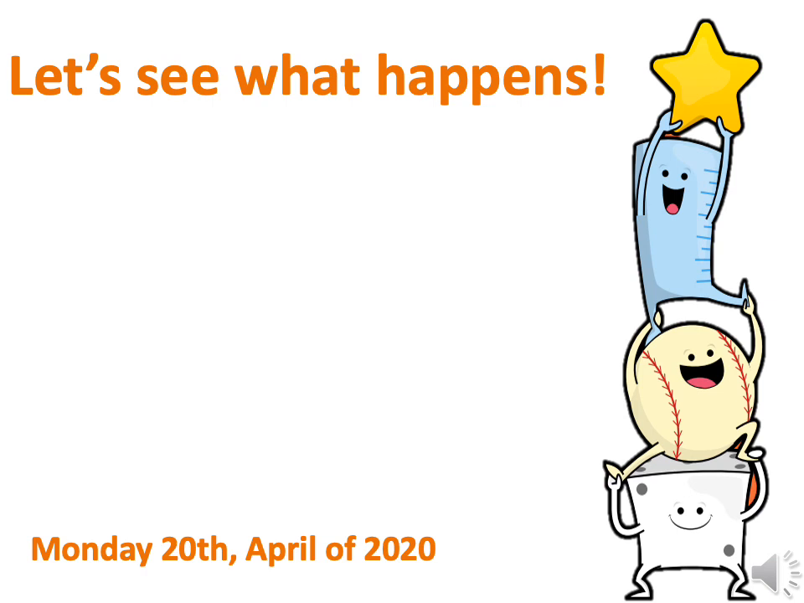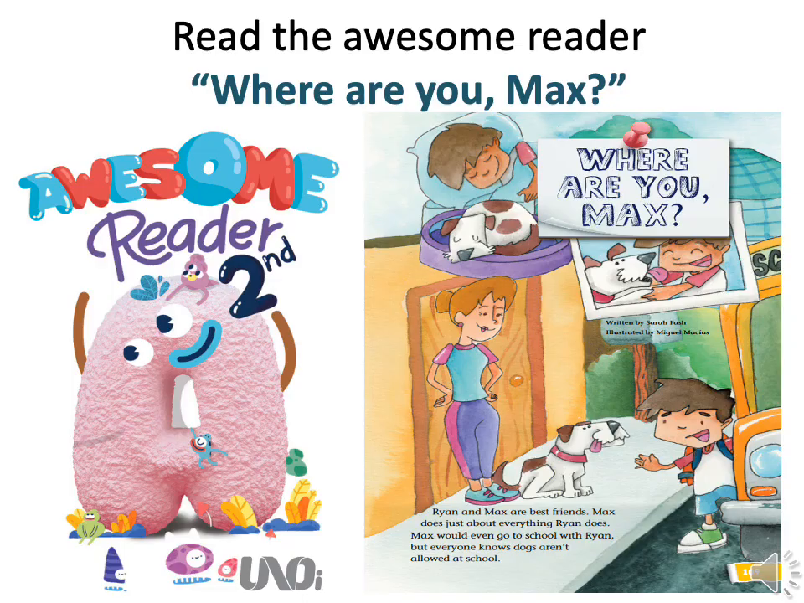Now, before we start, you must know that you are going to need two books, The Awesome Reader and Your Language Journey, okay? So first, we are going to need The Awesome Reader. Open it on page 109, on the story, Where Are You, Max? You can read the story as many times as possible to understand what the story is about.